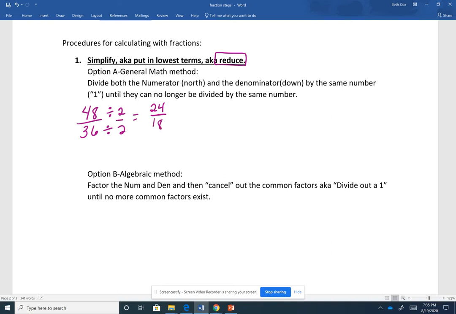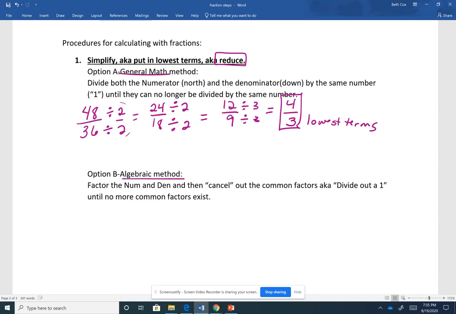And so this is dividing by 1, so these two have the same quantity, but I can keep going because I can do 2 again. And that gives me 12 over 9. And now I can't do 2 anymore, but I could do 3. And that gives me 4 over 3. So that's the lowest terms. Now that's one way of doing it. That's the general math method. There is an algebraic method. Let's look at the algebraic method.